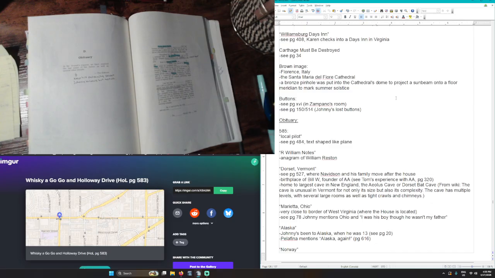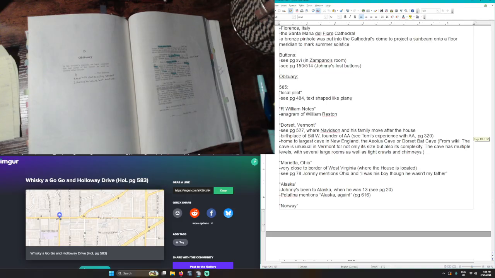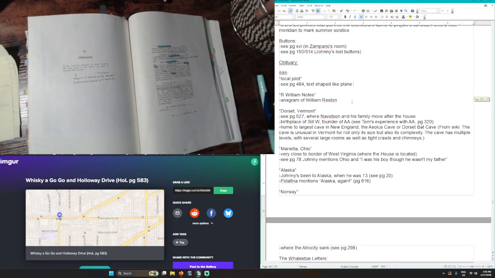So, we are told that he was a pilot. On page 484, the text is shaped perhaps like a plane. We've talked about that already. Is it a plane? Is it a bird? Is it a paraclete? Who knows? We get a reference to this guy, R. William Notes, and that is actually an anagram of William Rustin. So did he know Johnny's father? And there's a lot of interesting intersections from this point on between Navidson and Johnny's life.